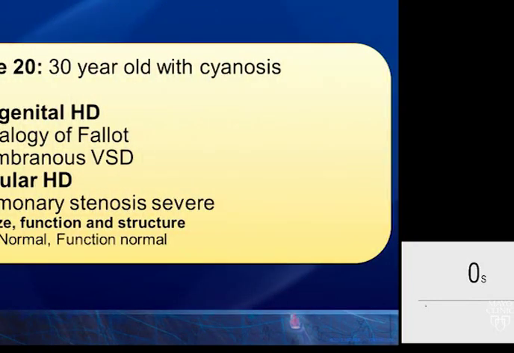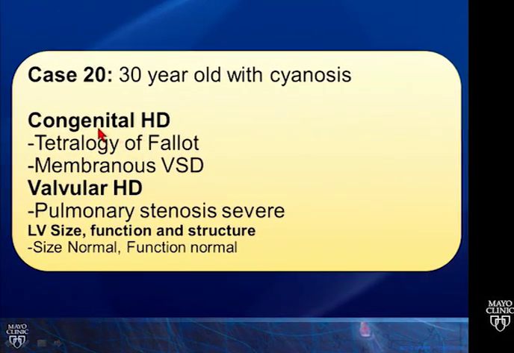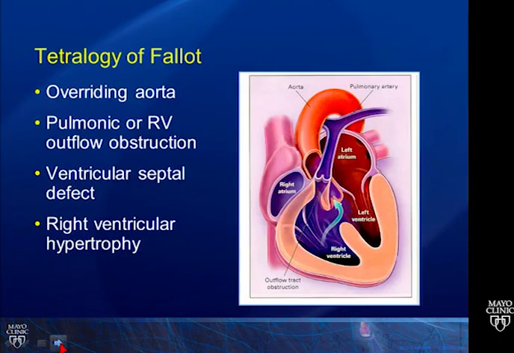So this is a 30-year-old with cyanosis who has, as I already told you, go to your congenital heart disease tab, tetralogy of Fallot. And probably, although it's part of the tetralogy, you'd want to code membranous ventricular septal defect. And then the valvular heart disease associated with tetralogy is pulmonary stenosis, which by the CW Doppler that you saw there, was severe. And then left ventricular size, function, structure, normal. You could code that if you wanted to. I don't think, again, it's the main issue. If you get tetralogy, that's the money shot.